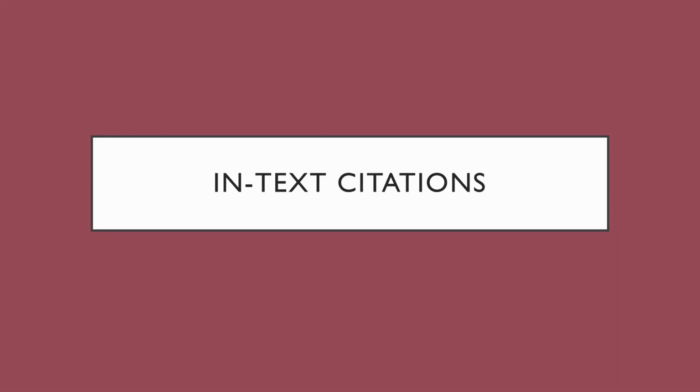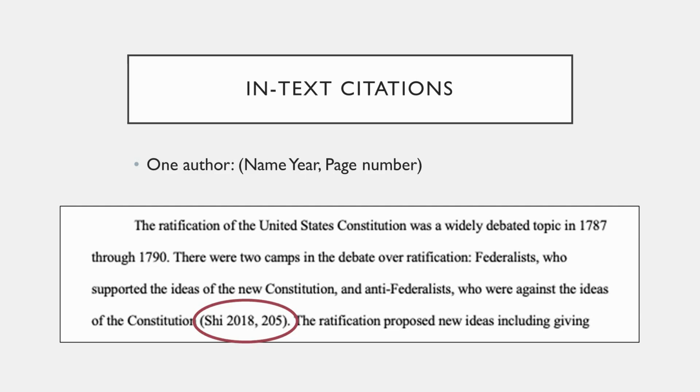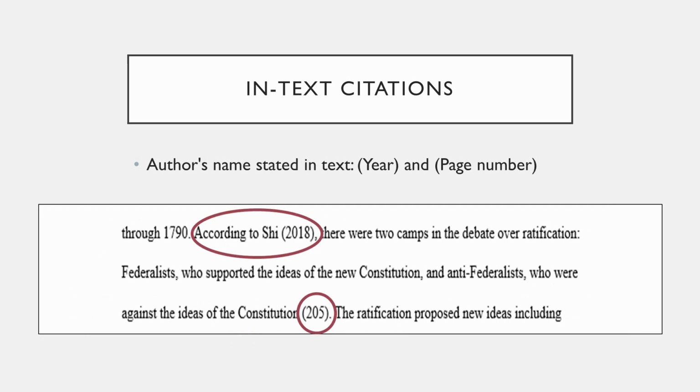Let's discuss basic author date in-text citations. Many sources will only have one author. This type of in-text citation consists of the author's last name, followed by the year, followed by a comma, and then the page number. If you mention the author's name in your sentence, you don't have to include it in your in-text citation. In this citation, the year should be included in parentheses directly after the author's name in the text. The page number should be included in the parentheses at the end of the sentence before the final punctuation.